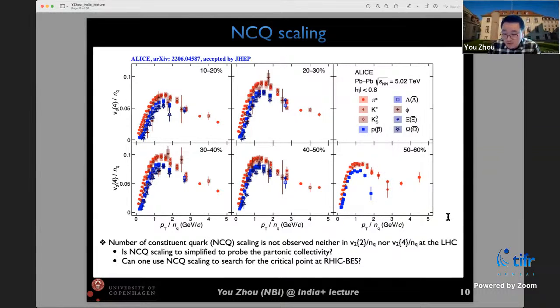And a similar question should be asked or reconsidered at the RHIC beam energy scan program: can we use the number of constituent quark scaling to search for the critical point if you start to see the NCQ scaling broken at low energy, when it's also broken at high energy, right?